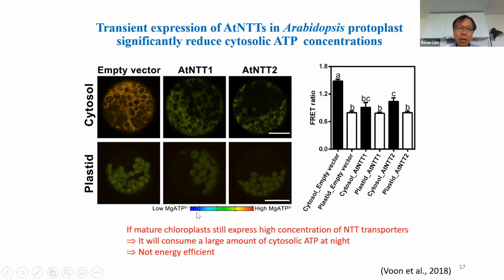So that means that if mature chloroplasts still express a high concentration of NTT transporters, the chloroplast will consume a large amount of cytosolic ATP at night, and that is not energy efficient, because within 1 day, within 24 hours, there are about 8 to 12 hours of darkness, depending on where we are.